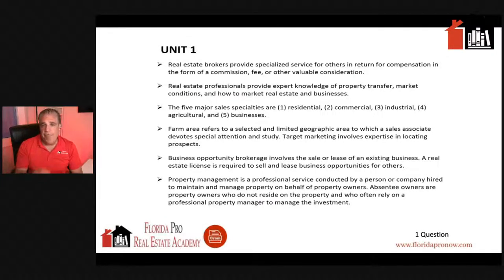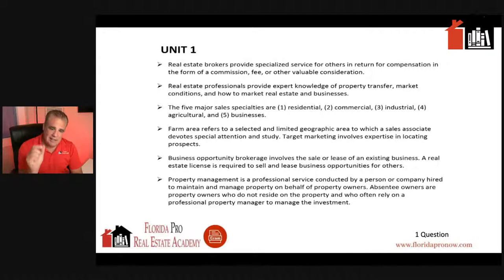Okay. Now, in Florida, they might ask you a question like this. Why is Florida a big state that uses property managers? Because we have a lot of absentee owners, okay, in the state of Florida. We have snowbirds. We have people that come down and just rent. That would be a situation where property management would come in.